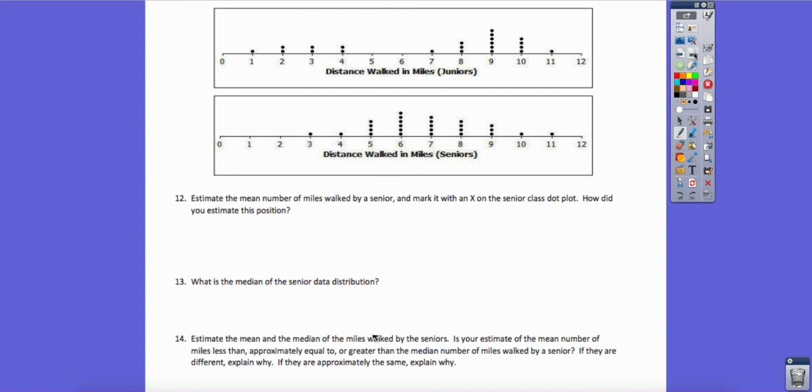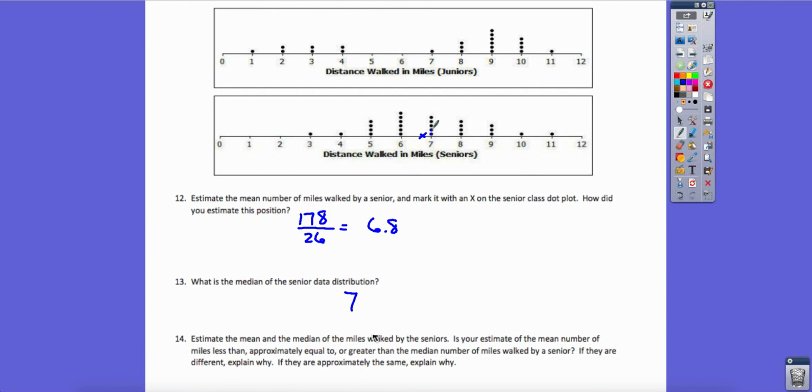All right, so for number 12, when I add these up, I get 178. And this time there's 26 seniors. So I know that the mean here is going to be 6.8, and I will put that X right up here. It's going to be about right there. Okay, and then when I find the median, I'm counting from each end, and I end up at 7. So I think I end up here for my first dot and here for my second dot, and I'm at 7. So they're pretty darn close.